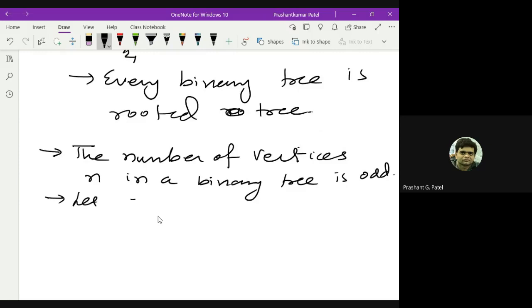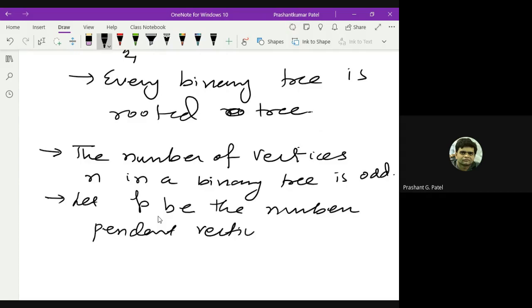Let P be the number of pendant vertices in a binary tree. So we are talking about everything in a binary tree. Then what will be the value of P in terms of n? n is the number of vertices we have. So what should be the relation between the pendant vertices and the number of vertices?